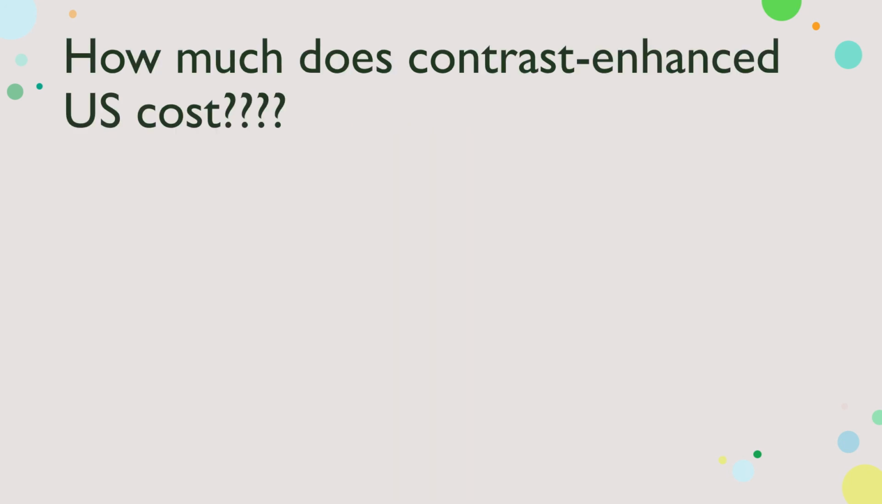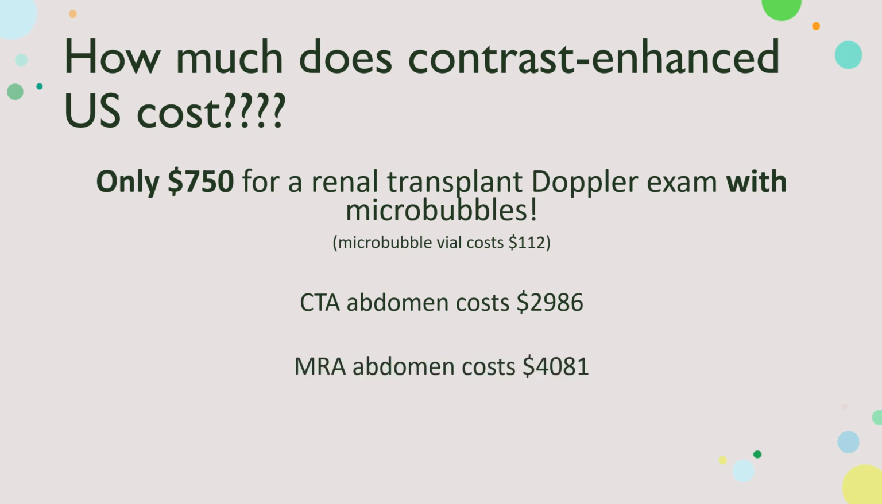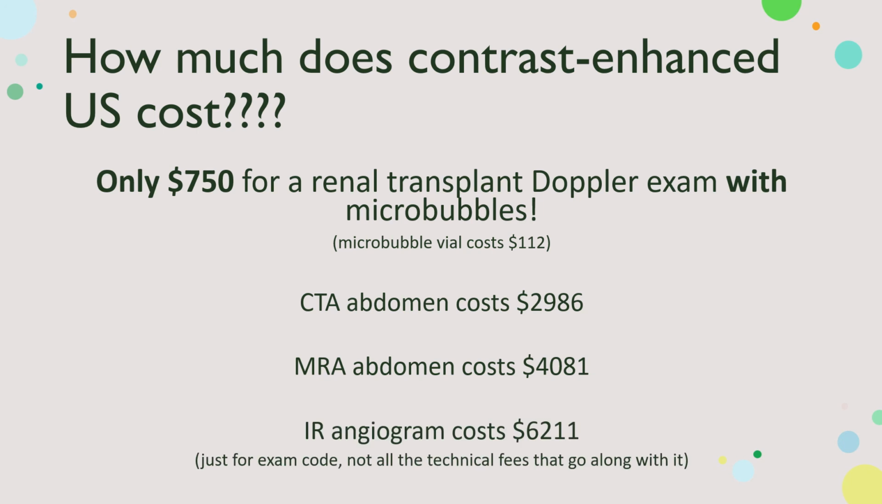So how much does it cost? Well, it's actually only $750 for a full transplant Doppler exam with microbubbles. The vial itself is $112. So adding a vial of microbubbles is actually pretty cheap. So for reference, a CT angio just of the abdomen is going to cost about $3,000. An MRA is about $4,000. And then an angio is about $6,000. And that's just the exam code. That's not all the technical fees that go along with it. So contrast enhanced ultrasound is really cheap.